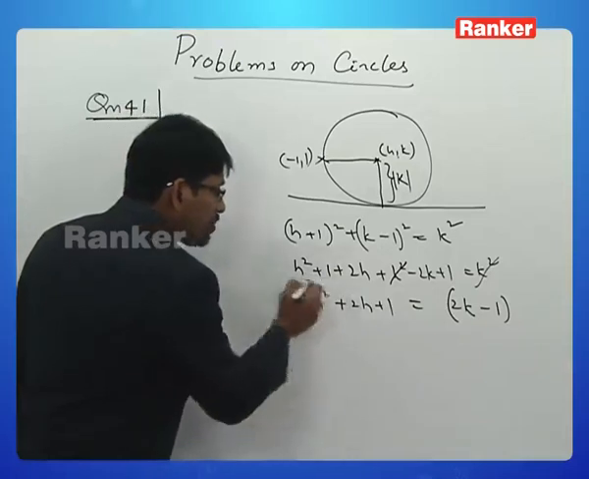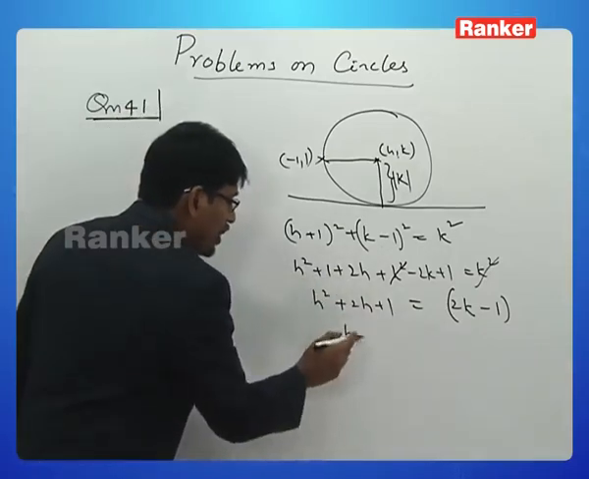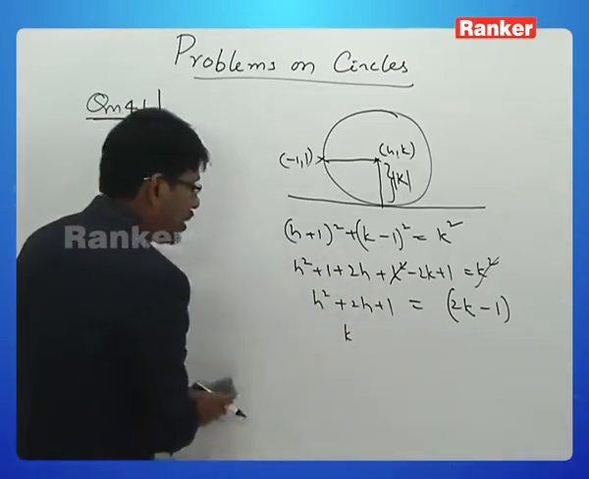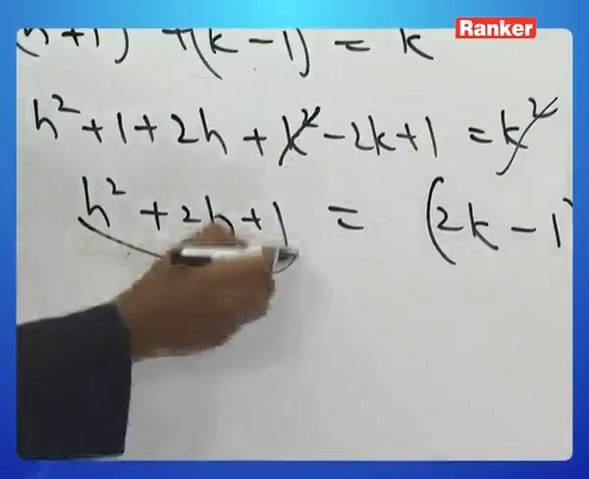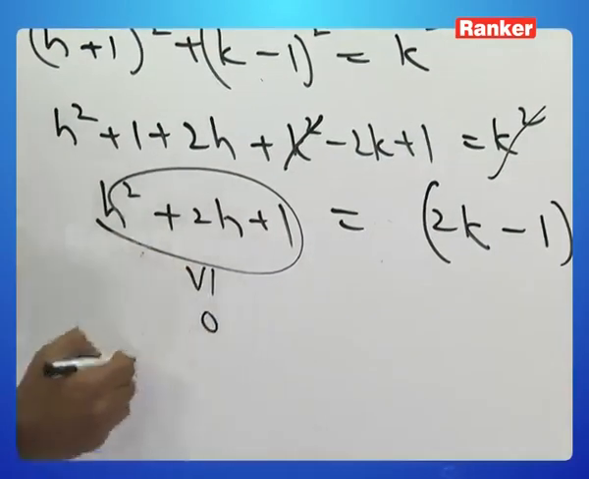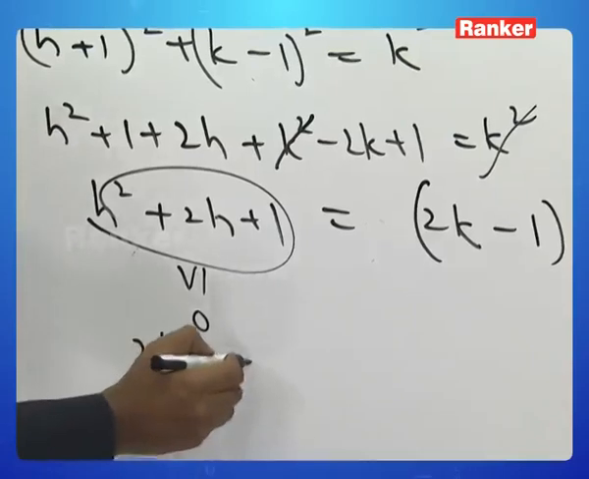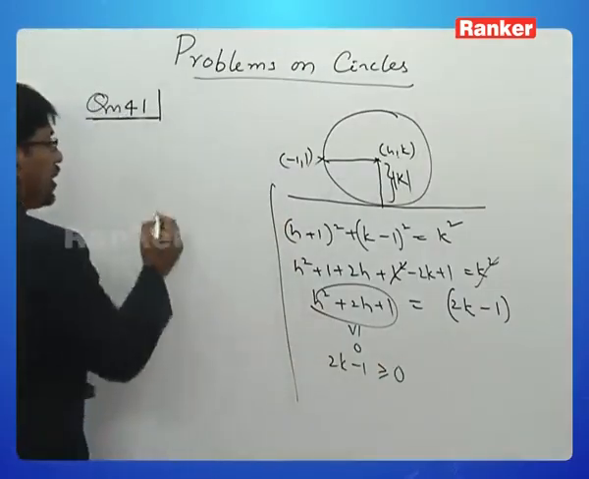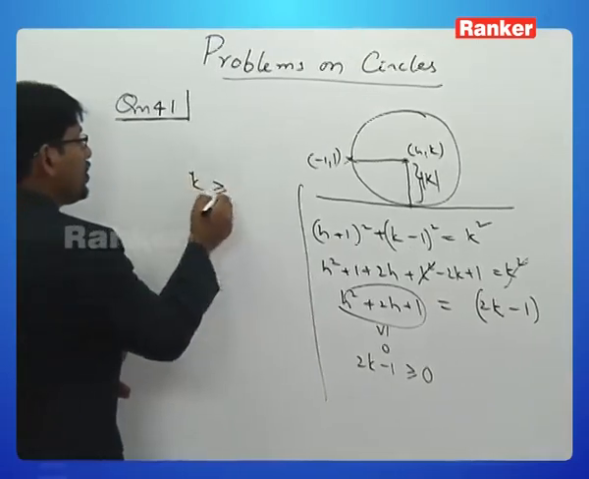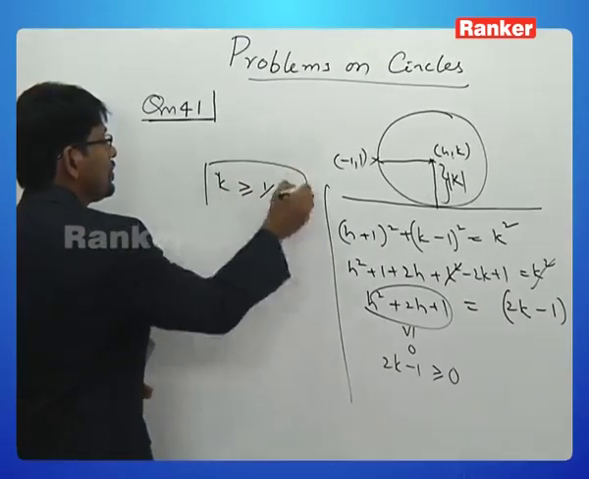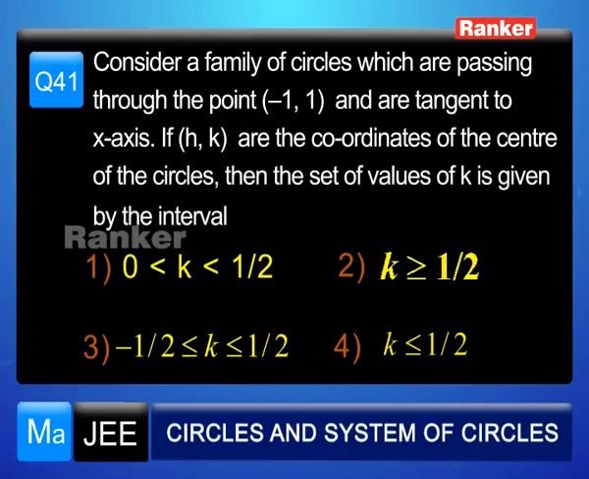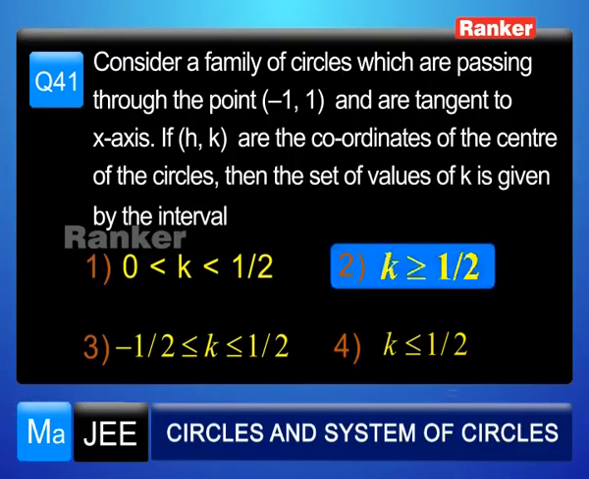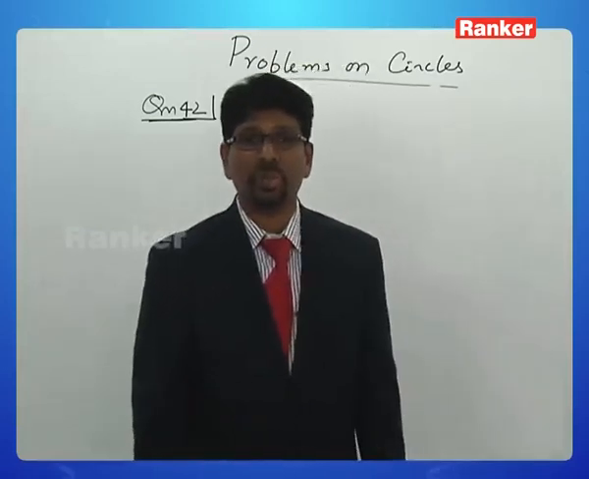Clearly this part is a perfect square, that is (h plus 1) whole square, which is non-negative. So 2k minus 1 has to be non-negative. So very clearly from here k has to be greater than or equal to half. So the right option is option 2. Let's move to the next question, question number 42.